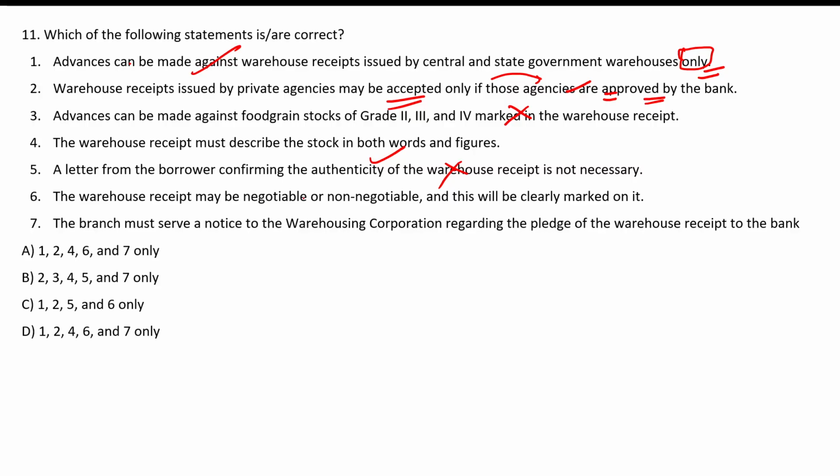A warehouse receipt may be negotiable or non-negotiable, and this will be clearly marked on it. Yes, a warehouse receipt can be negotiable, non-negotiable, but bank will give loan only against negotiable warehouse receipts. Keep that in mind. The branch must serve a notice to the warehouse corporation regarding the pledge of the warehouse receipt to the bank. So this is also correct. So statement 2 is correct, 4 is correct, 6 and 7 are correct. 2, 4, 6 and 7.